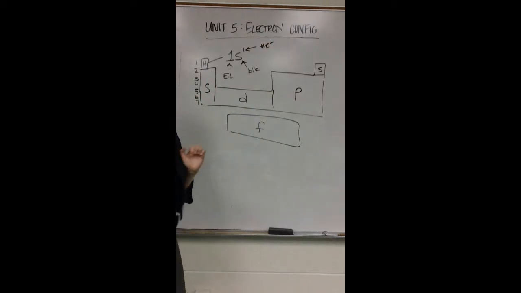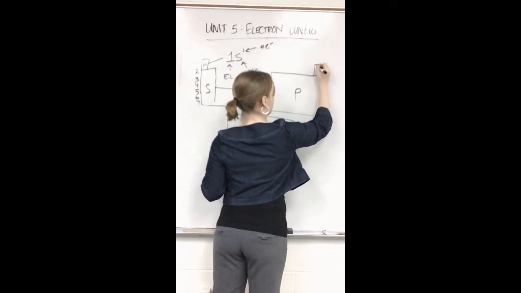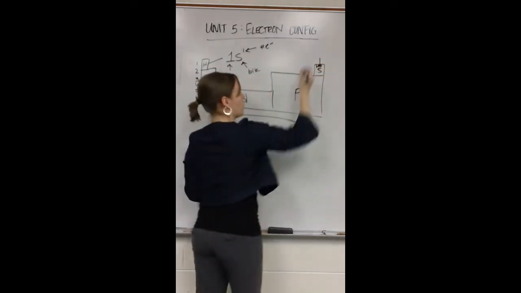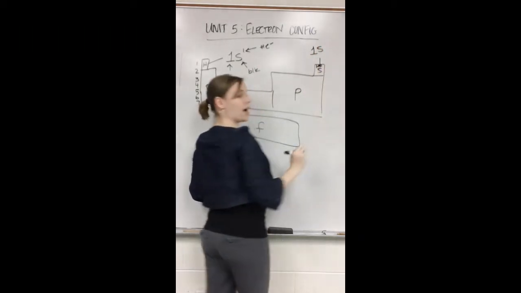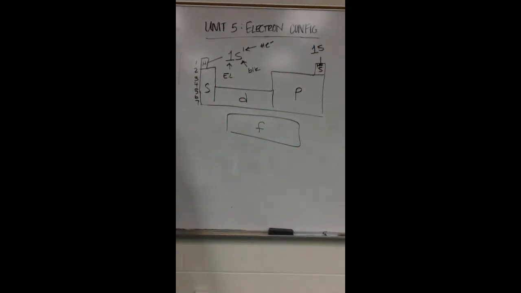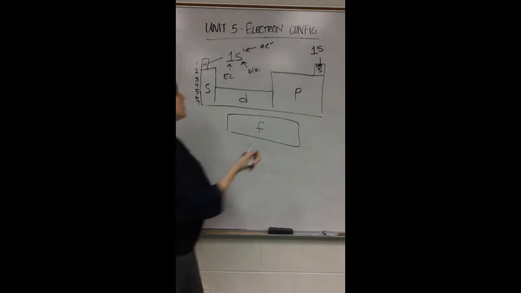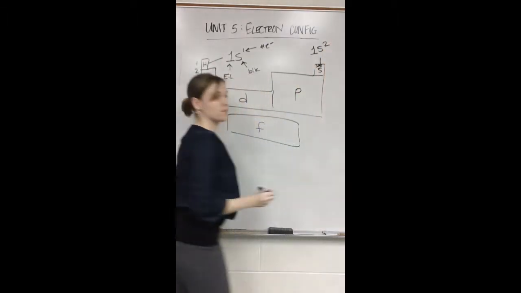So for example, helium over here is still in the first row, so it's still 1 for its energy level. It's still in S block, however, it's 2 electrons, because helium has 2 electrons, so it's 1s2.